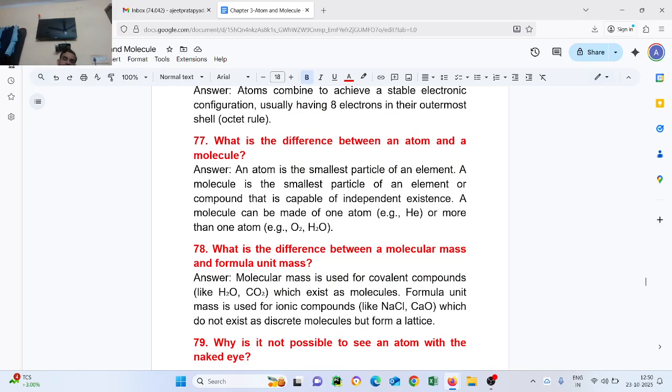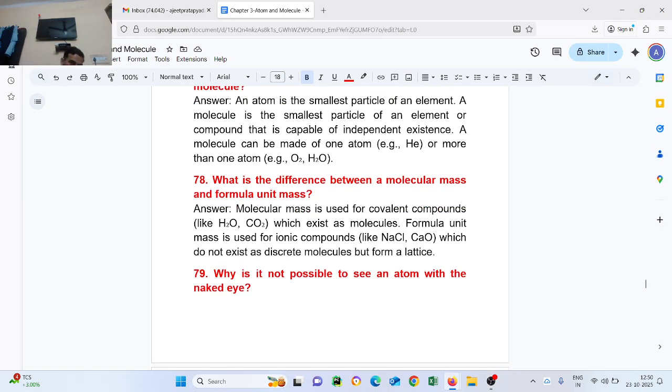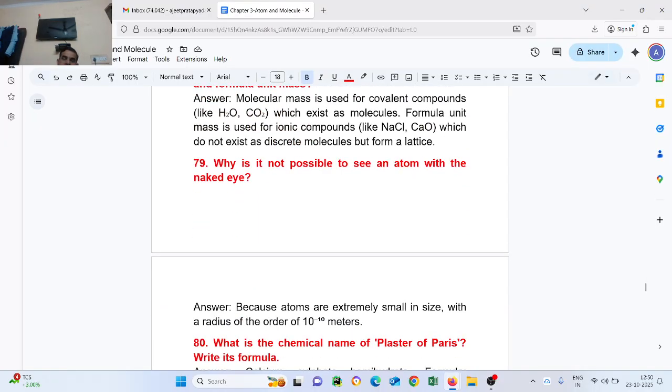Question number 78. What is the difference between molecular mass and formula unit mass? Molecular mass is used for covalent compounds like H2O, CO2, which exist as molecules. Formula unit mass is used for ionic compounds like NaCl, CaO, which do not exist as discrete molecules but form a lattice. Question number 79. Why is it not possible to see an atom with naked eyes? Because atoms are extremely small in size, with radius of the order of 10 to the power minus 10 meters.